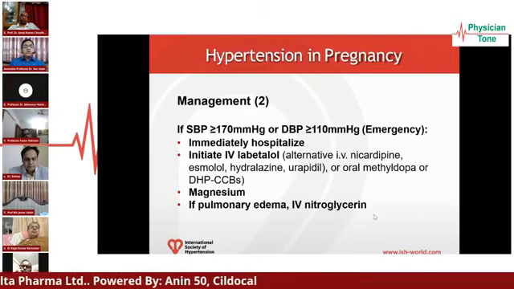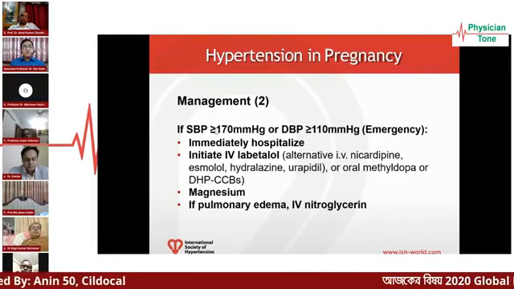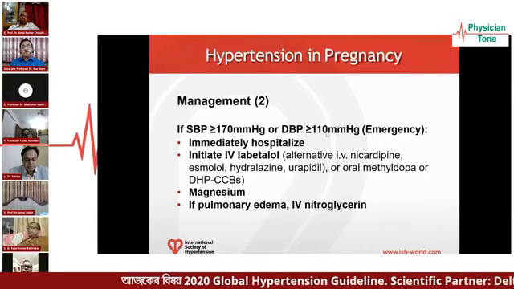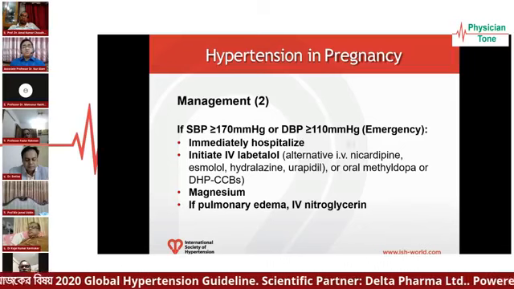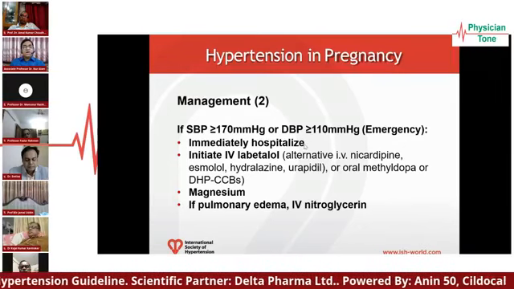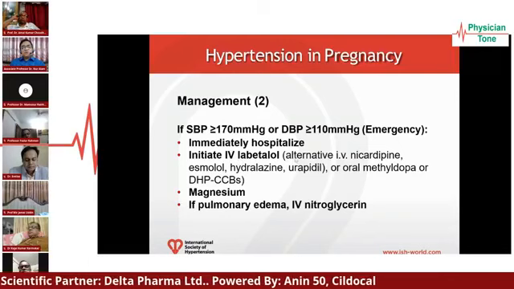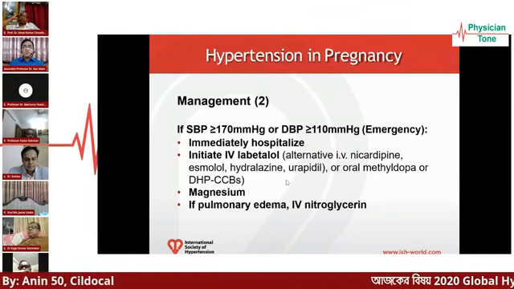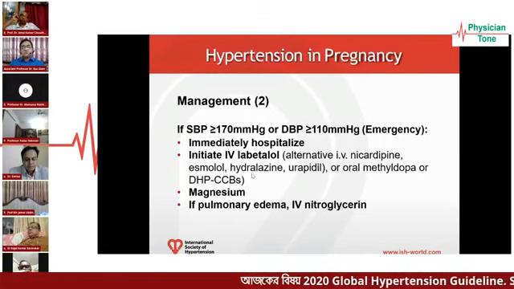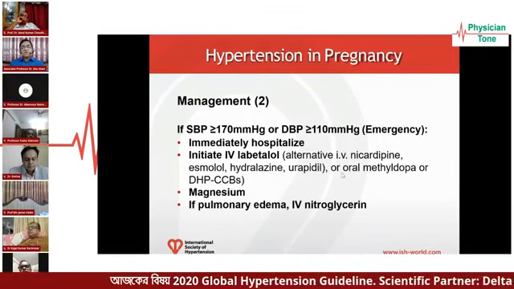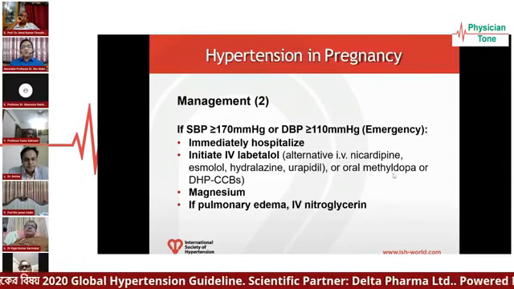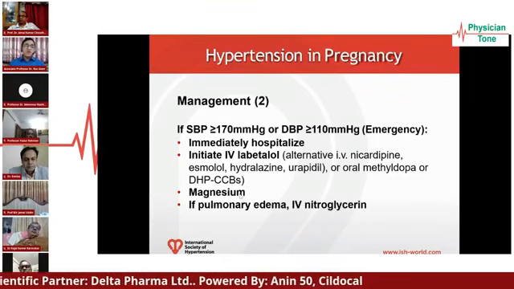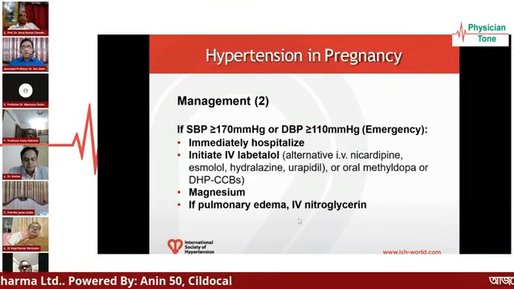What about emergency cases of hypertension in pregnancy? If blood pressure is more than 170 millimeters of mercury systolic or 110 diastolic, it is an emergency, and we have to immediately hospitalize the patient and initiate IV labetalol. It should be the drug of choice in emergency cases of pregnancy-induced hypertension, and alternatively nicardipine or hydralazine can be used. Or, if the patient is settled, we can use oral methyldopa or dihydropyridine calcium channel blockers. We also have to give magnesium, and if pulmonary edema, we can use IV nitroglycerin.